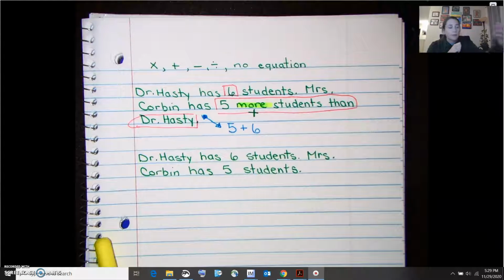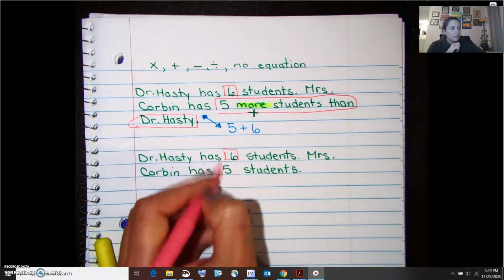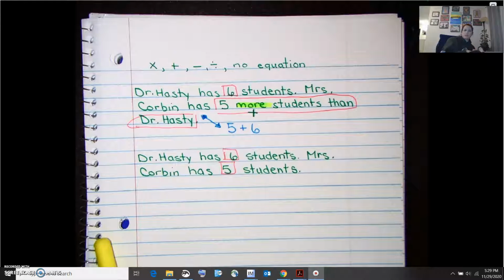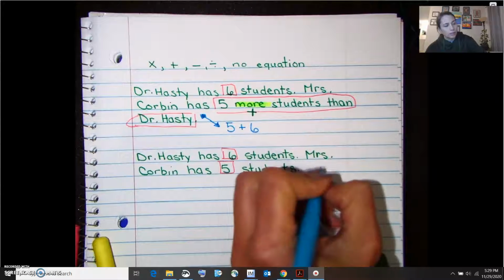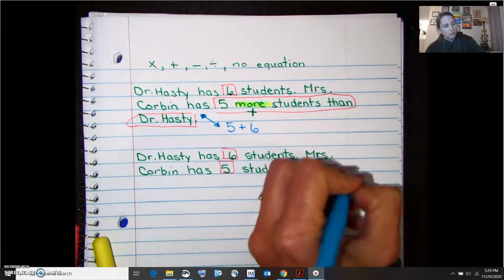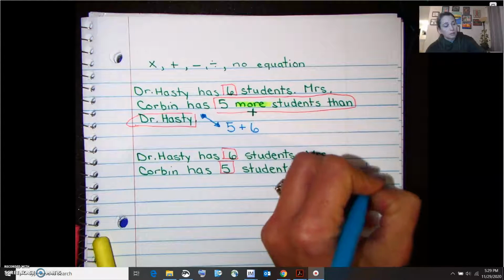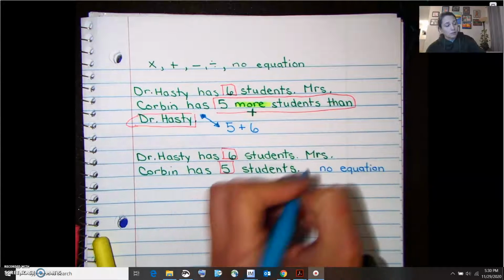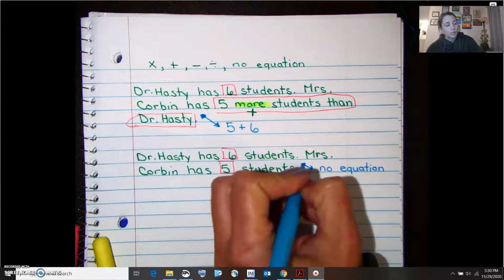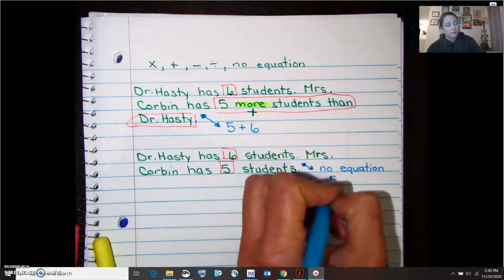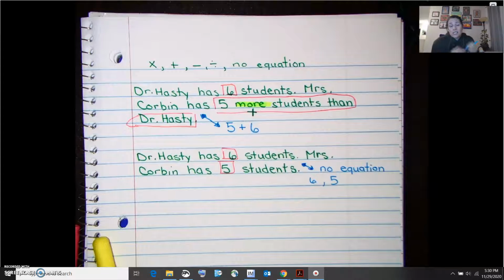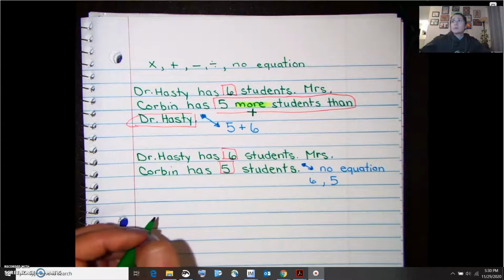Okay, so now we have 6 and 5. Do we have any math words here that tell us to do anything? Nope, we don't have any math words here to do anything. So this one would be no equation. There's nothing here. The numbers are just 6 and 5. We don't have to do anything with them. Dr. Hasty has 6, Miss Corbin has 5.